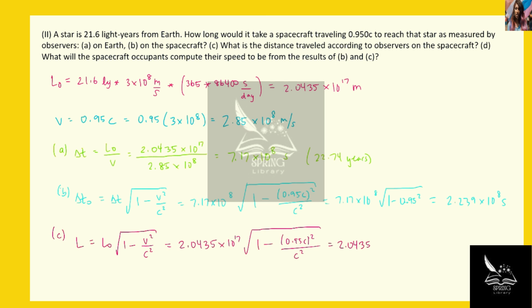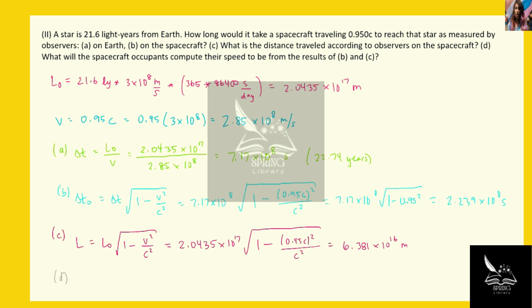That gives me that same factor of the square root of 1 minus 0.95 squared. I'm just going to go ahead and cut straight to the result here, which gives me 6.381 times 10 to the 16th meters. And now we're asked in part D, how fast do our spaceship folks think they're moving?